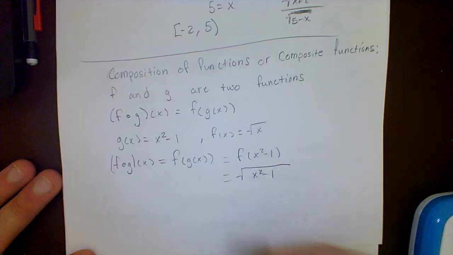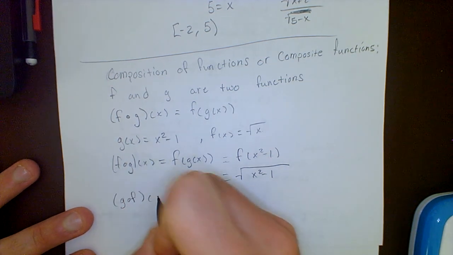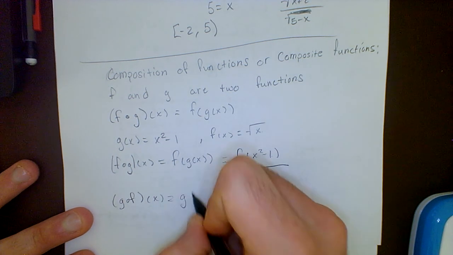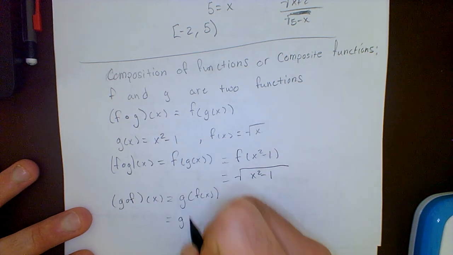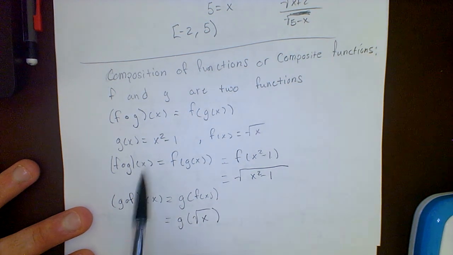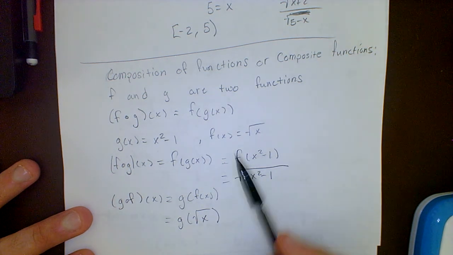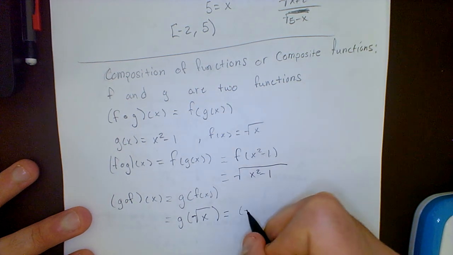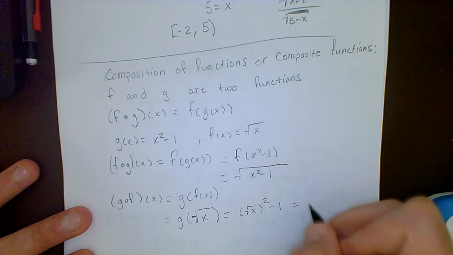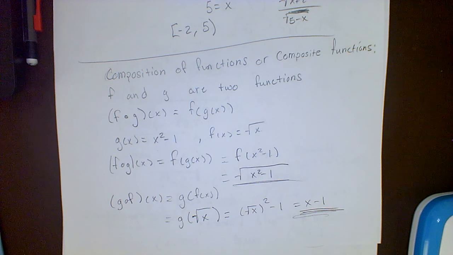Okay, but we also have to notice that g of f is not the same in general. This is now g of f of x. So this one is different. So now this is g of the square root of x. So now wherever I see an x in the g function, I have to put the square root of x. When I did f of g, wherever I saw x in the f function, I put x squared minus 1. So this is now going to be equal to the square root of x, squared, minus 1, or x minus 1. So these are two completely different functions. So the order does matter here.